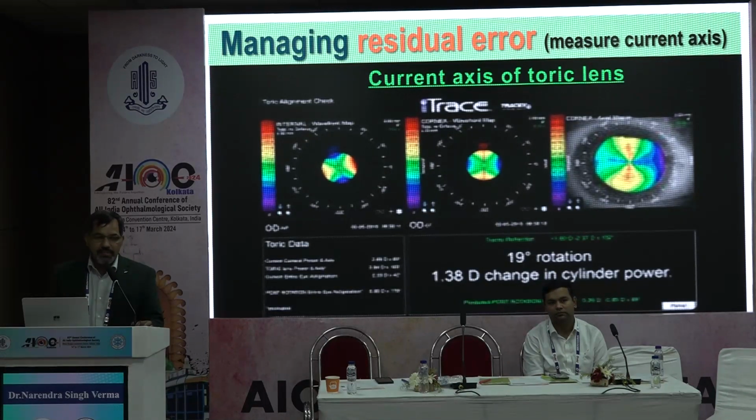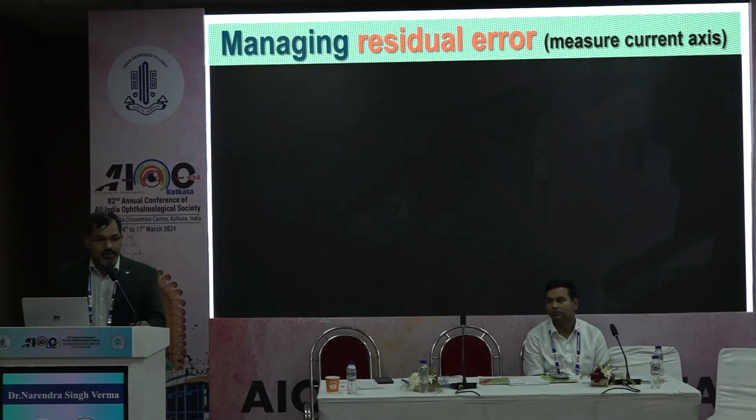Eye trace is a very good instrument to measure the current axis. It also provides you the markings at the corneal level and at the lens level, and also tells you how much axis rotation is required. But it is a very costly instrument, not available to all of us.